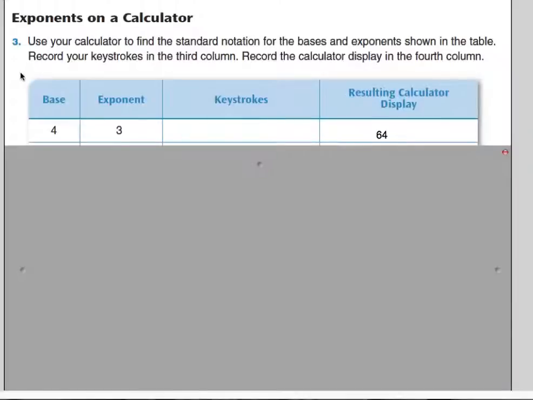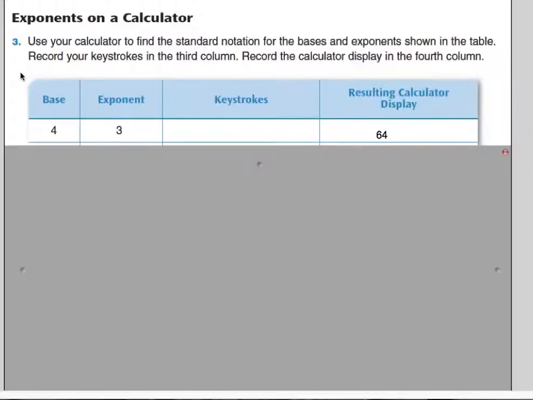Now, sometimes if you look at your calculator, you might see a key that has x to the 2nd power. If you have a key that says x to the 2nd power, that means that it's just using the exponent 2, so you're just squaring the number. So if you just need to square your number, you can hit that button. But that will only work if your exponent is a 2. So if your exponent is anything other than a 2, you're going to need to use a different button.